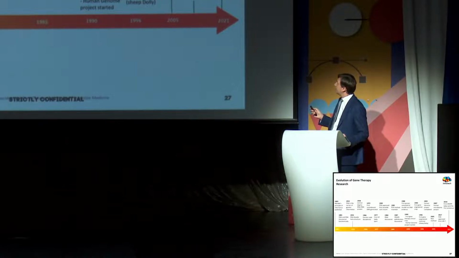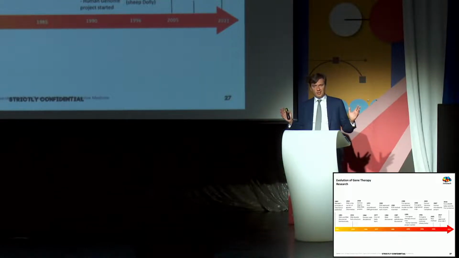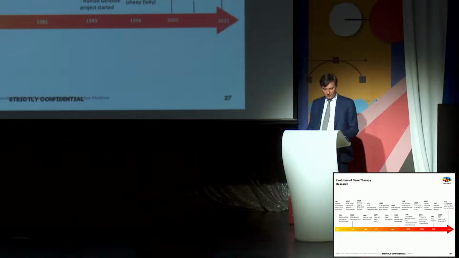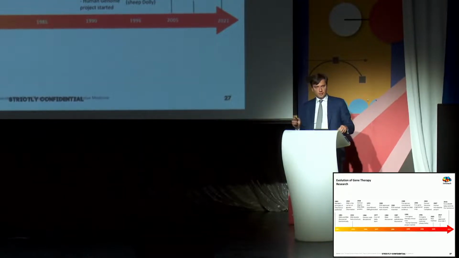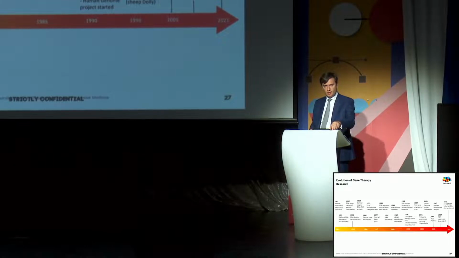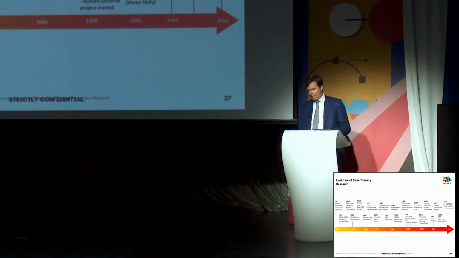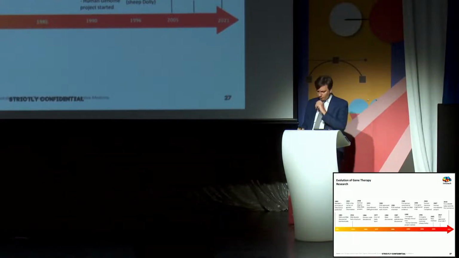And finally, in 2018, one Chinese rogue scientist created genetically modified babies. And of course, he got sentenced and was jailed because this was unethical and it didn't make any sense from the medical standpoint. Anyway, so this is the timeline.